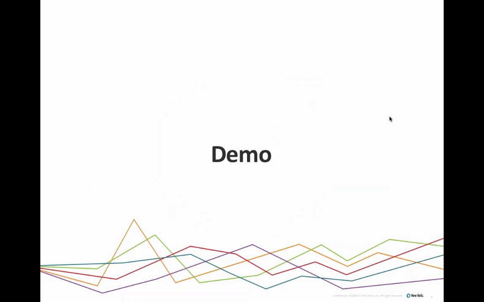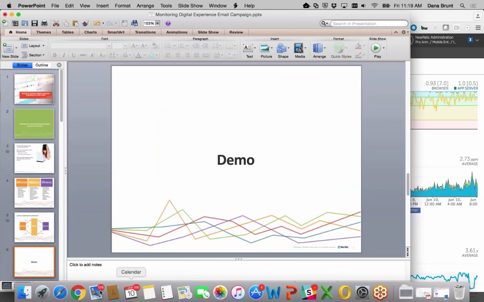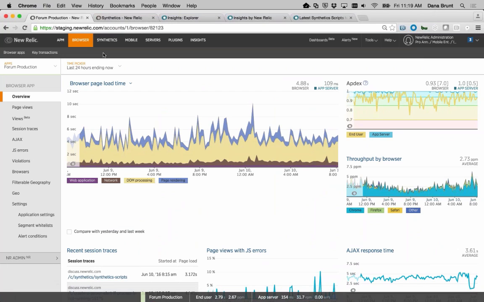So let's jump right into the product and show you what I mean. So we're in browser, and we're looking at our forum, our actual user community here at New Relic. We're in our staging environment where we monitor all things New Relic. So the app that we're going to be focusing on in the next 5 to 10 minutes is our forum, our user community. We're looking at the last 24 hours, and on the overview page, we're showing you the overall browser page load time.